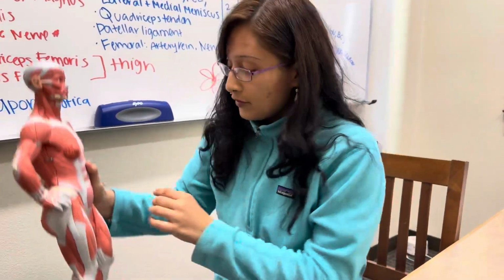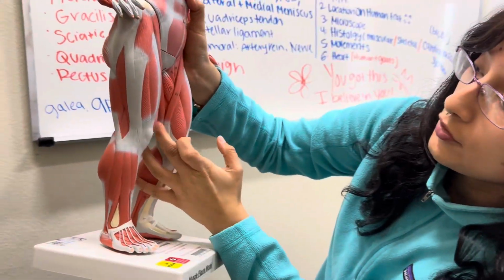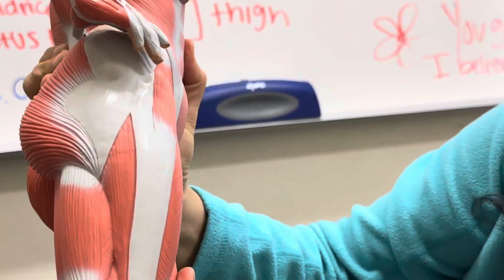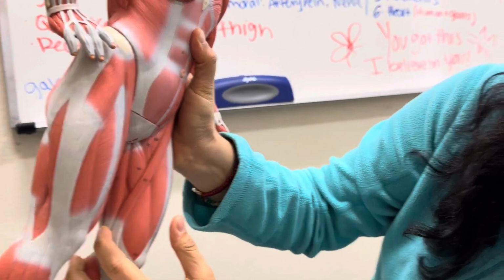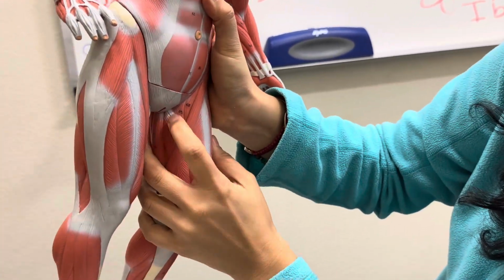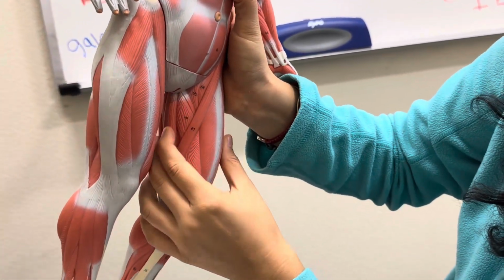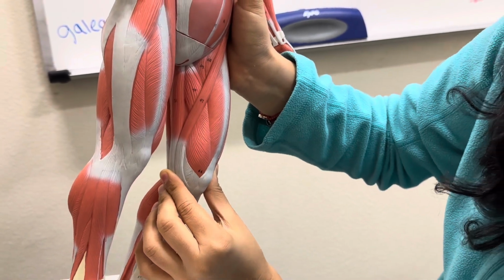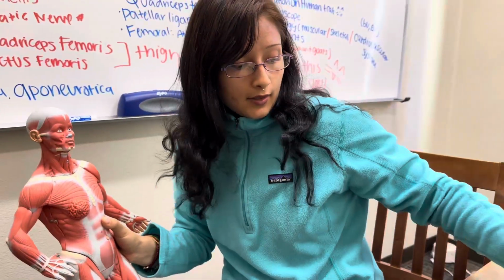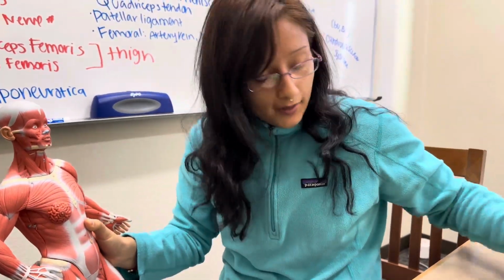Then we have the gracilis. The gracilis is this muscle that goes straight down right here, 71. It literally goes straight down. It originates from the pubis, goes all the way down to the tibia, and it also allows you to adduct the hip.